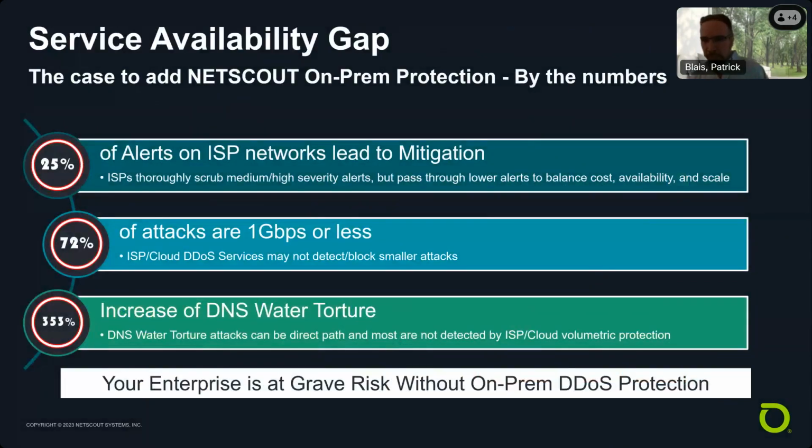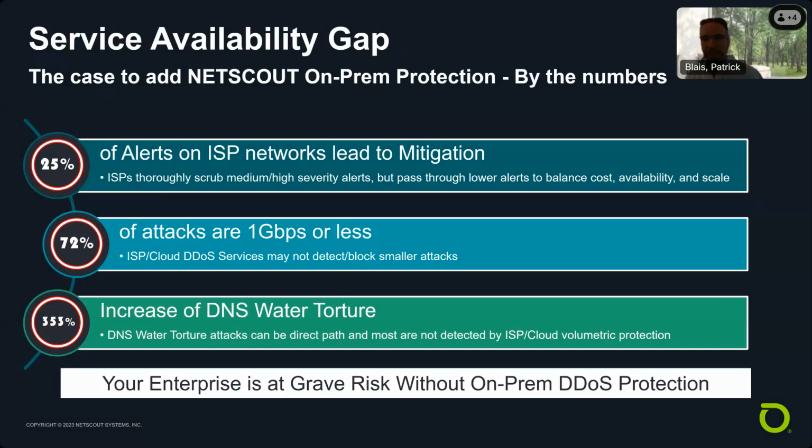So here's some more findings we pulled from our threat intelligence report. Approximately 75% of alerts on ISP networks are not even triggering any type of mitigation. I think we saw that in one of the graphs. Part of that is because 72% of those alerts that are potentially service impacting, those attacks, well, they're 1 gig or less. And that's not triggering anything on the volumetric side.